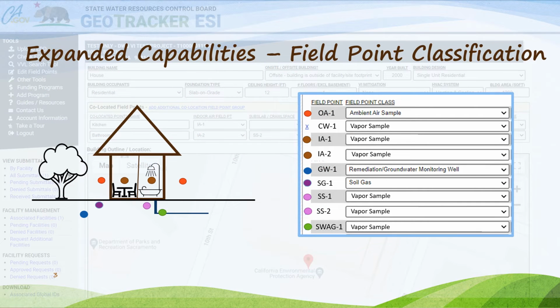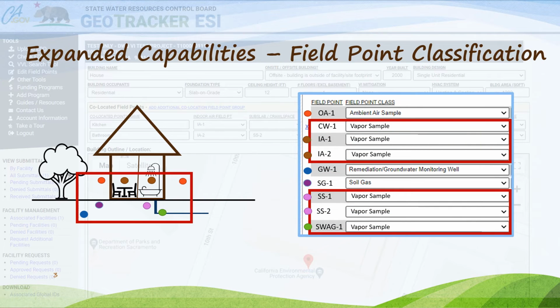Before we can start creating our building profiles, we'll need to put our field points and our field point classifications in the database. I'll be using this figure on the left-hand side of a house to help us visually go through how to correctly enter in our vapor data. So first we want to set up our field points and their field point classification. Our field points will be the sample locations collected in the field, and the field point classification identifies the sample media type. So prior to expanding our capabilities, any vapor sample collected in the field in the system would just be identified as a vapor sample.